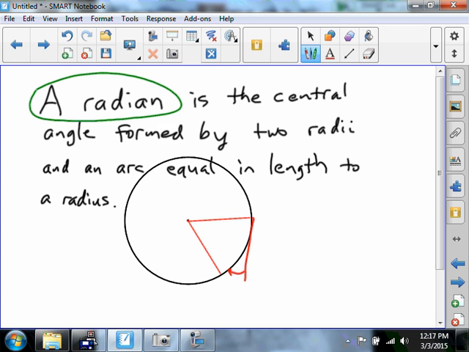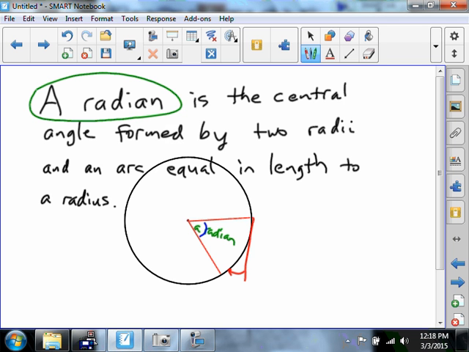it's that central angle formed. Does the central angle mean the outer angle or the inner angle? It's the inner angle. So this is what a radian is. A radian is that angle, and it has a certain measure to it. So right there, that's how big a radian is.